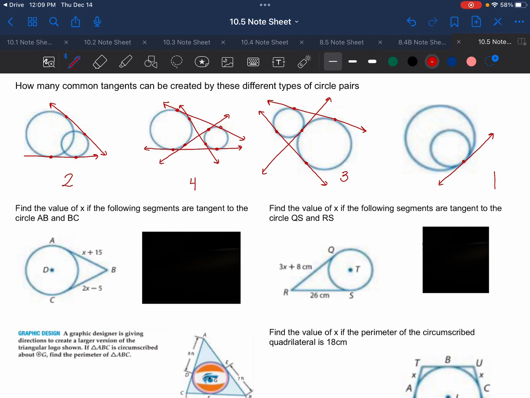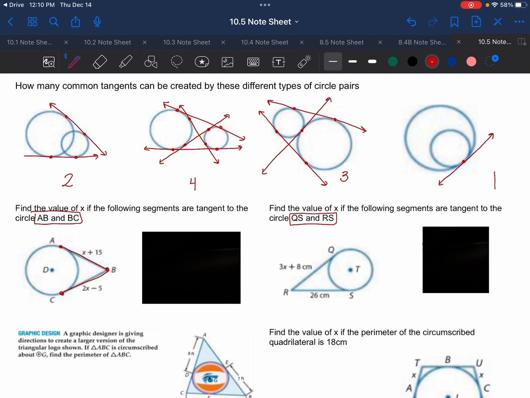AB and BC are tangent to the circle. They share the point B. So using the common tangents theorem, find the value of x. Same thing for the second one here. So pause here and try these 2 on your own.